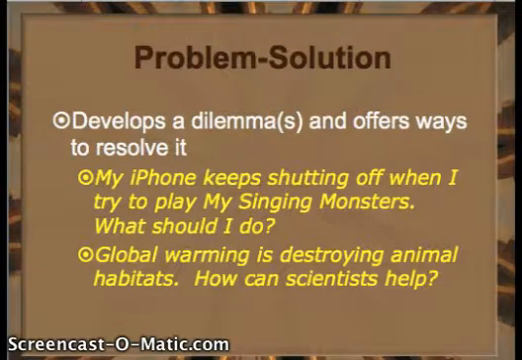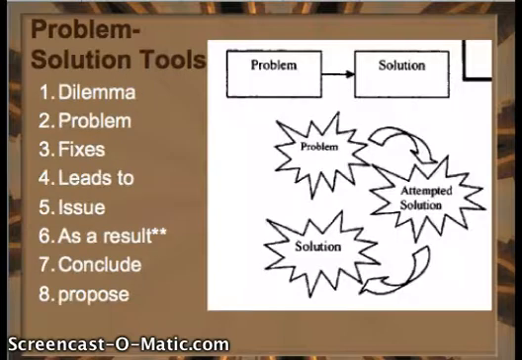Finally, problem solution. This is where you develop a dilemma or dilemmas and offer ways to resolve it. For example, every time I play my Singing Monsters, my phone shuts off. What should I do? Or, global warming is destroying animal habitats. Discuss how scientists can help. You could use a T-chart where you're listing your problems on one side and your solutions on the other. Or you could do some type of webbing where you're listing your problems and you're posting the solutions around it.